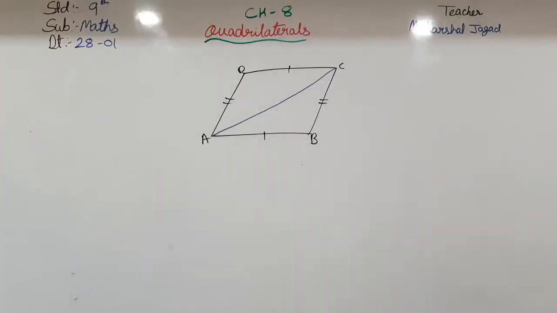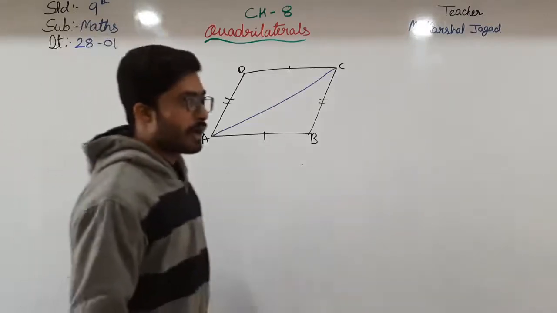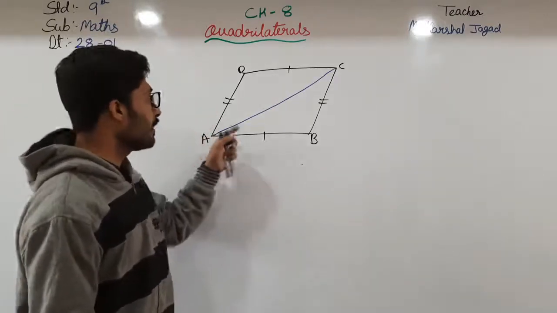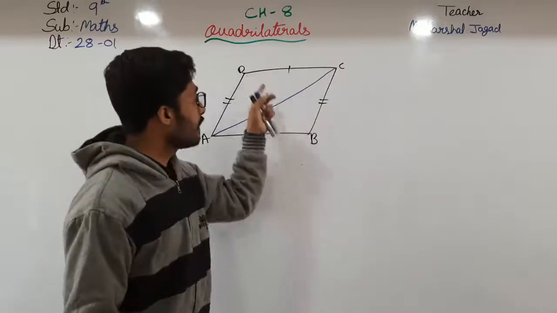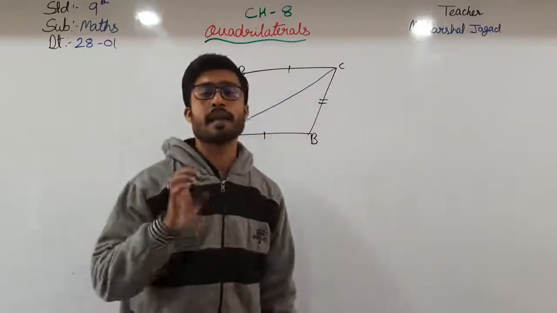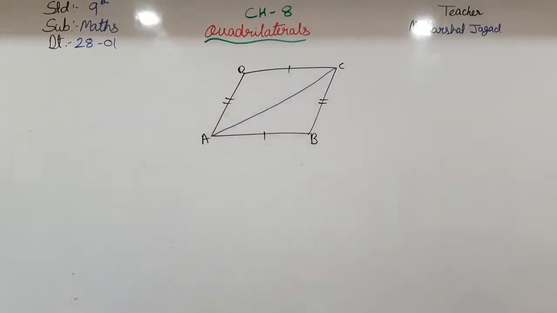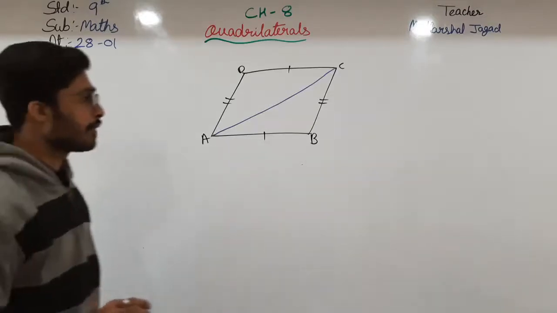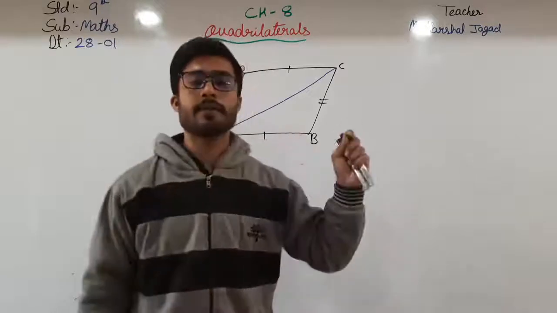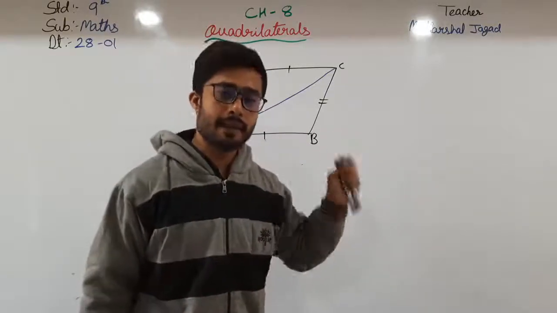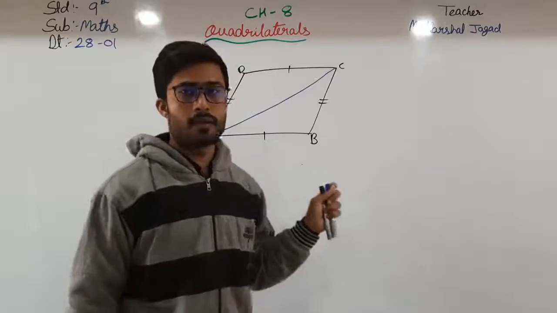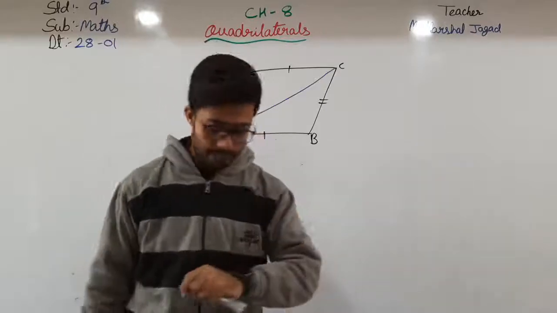Next theorem, that was theorem number 8.4. In a parallelogram opposite angles are equal. Opposite angles means this angle and this angle are the same, this angle and this angle are the same. And in the next theorem we prove its converse: if in a quadrilateral each pair of opposite angles is equal, then it is a parallelogram, that we have seen.